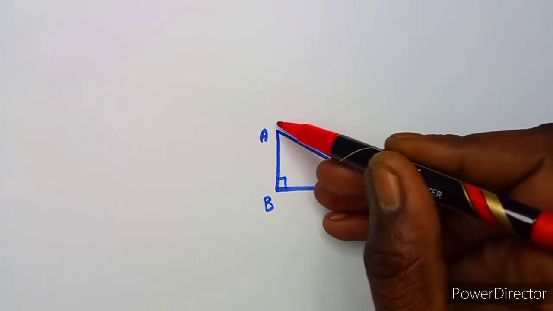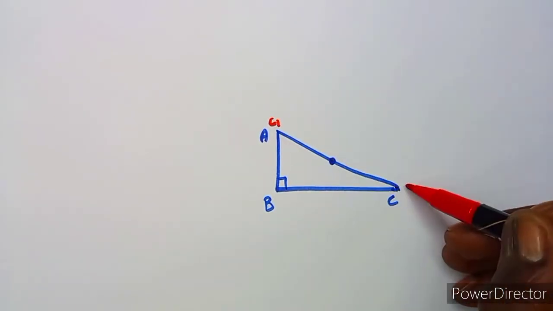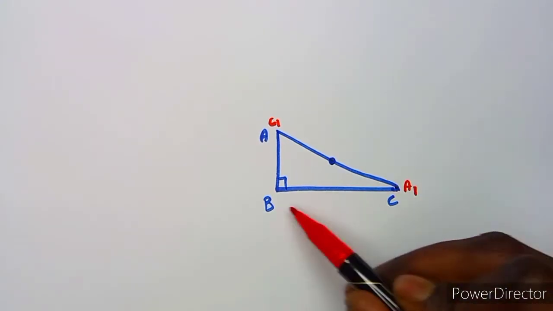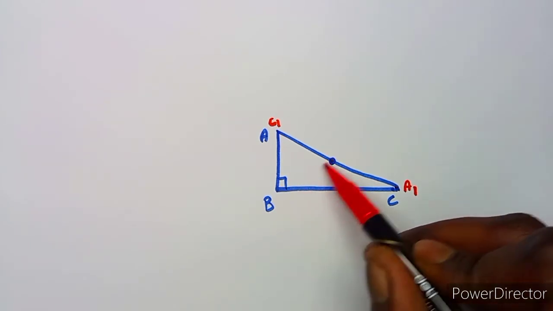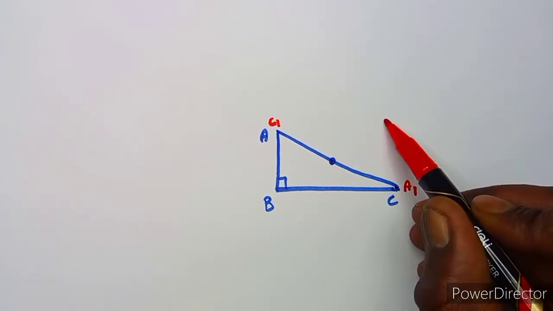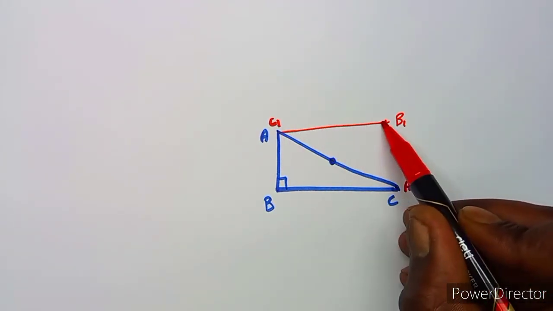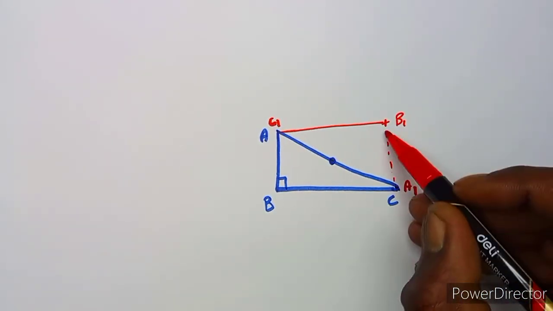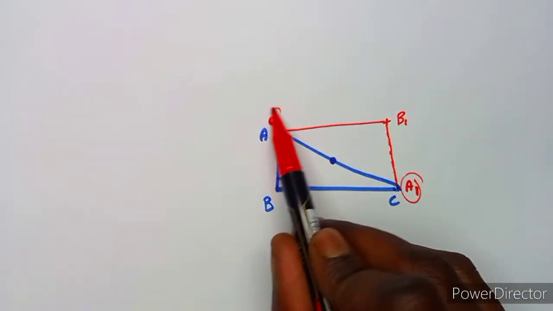So your C is going to be seen on this point. This will be your C1 and this will be your A1. Your B is going to move the same. The number of units here is the same, which means this is going to be your B1. So the shape is going to be like this actually, but this is A1, this is C1.